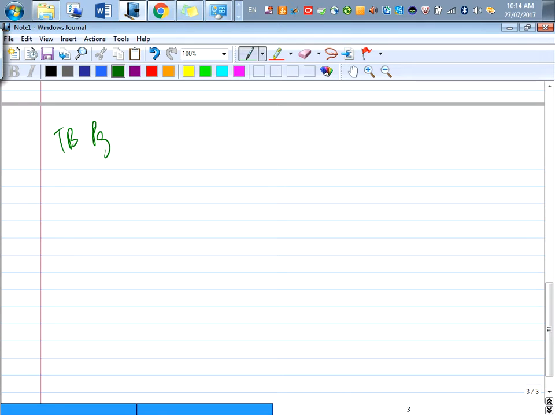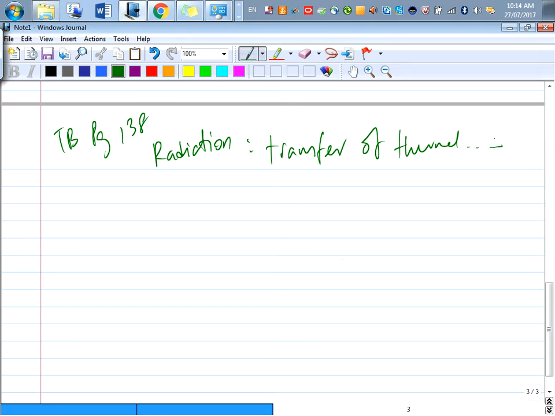Textbook, page 138, under radiation. So they say this is the transfer of thermal energy without a medium. Highlight the whole thing; you need to memorize. Then it can take place in a vacuum. But does that mean that it can only take place in a vacuum?